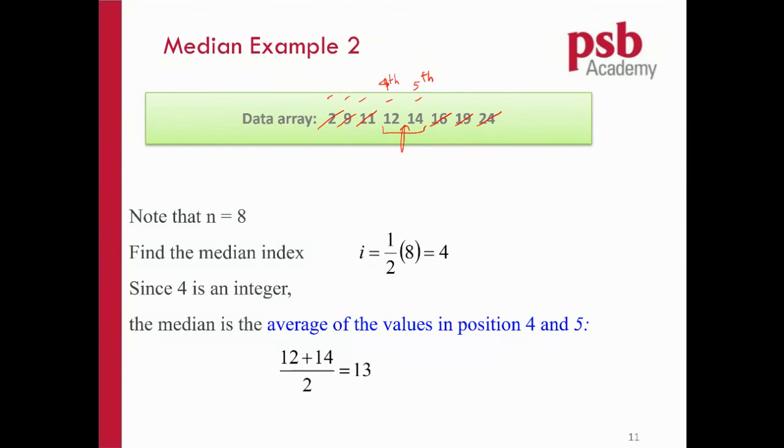So the rule of this formula says if you get a round number, then you have to take the next number also. This 4 comes from this 4, then you take the next number. You take the fourth number and the fifth number, and you find the average. So the average is 13. No matter which method you use, the cancellation method or the formula, you get the same answer.